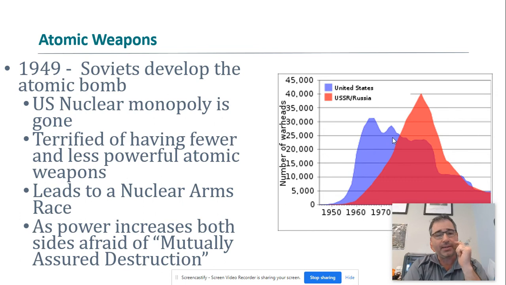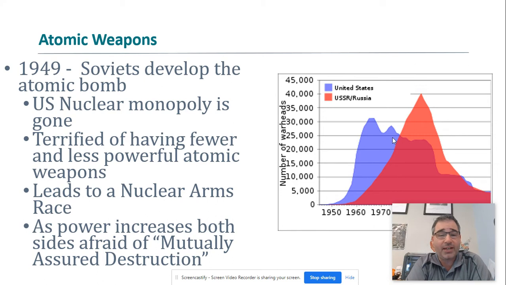In 1949, the Soviets develop atomic weapons. The United States loses its nuclear monopoly. With the loss of the nuclear monopoly, a lot of the strategy, a lot of the foreign policy that the United States had based its post-World War II diplomacy on is suddenly gone. They can't threaten the Soviet Union anymore with using atomic weaponry. Now they have to consider the fact that the Soviets have atomic bombs.